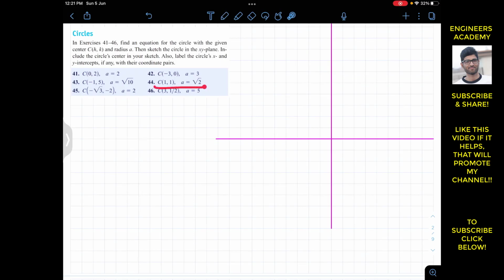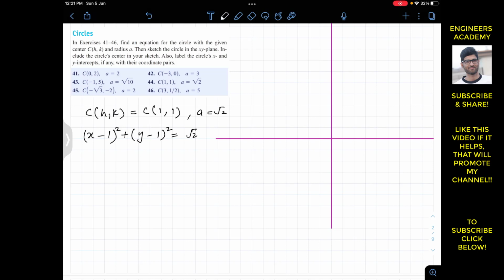Now the next exercise is exercise 44. The center HK is 1, 1, h is 1, k is 1, and the radius is square root 2. Again, using the standard equation, (x minus h) squared, h is 1, plus (y minus k) squared, k is 1, will be equal to square root 2 squared. So the square will cancel the square root. We will have (x minus 1) squared plus (y minus 1) squared equals 2.